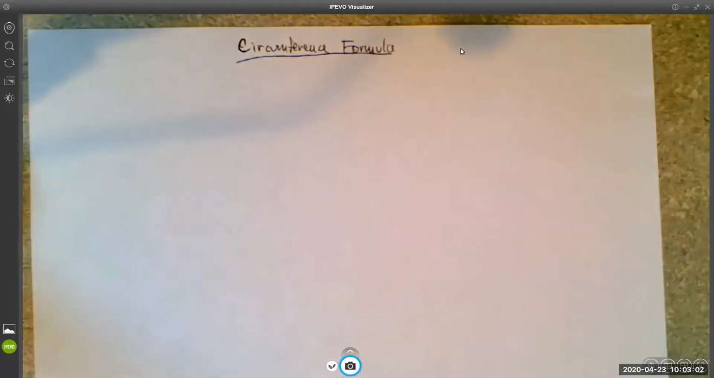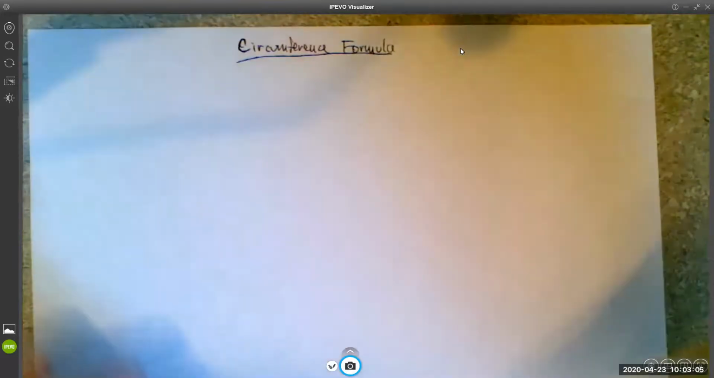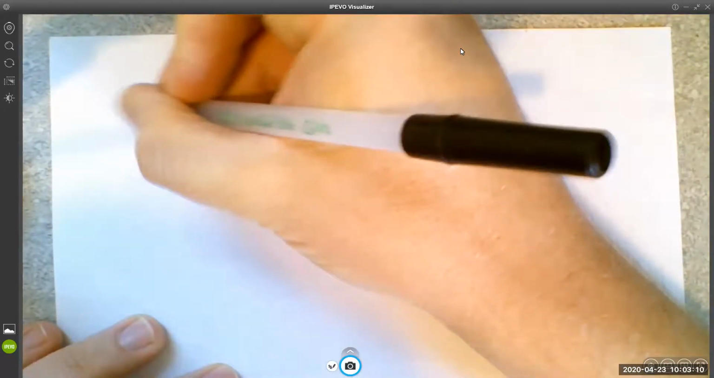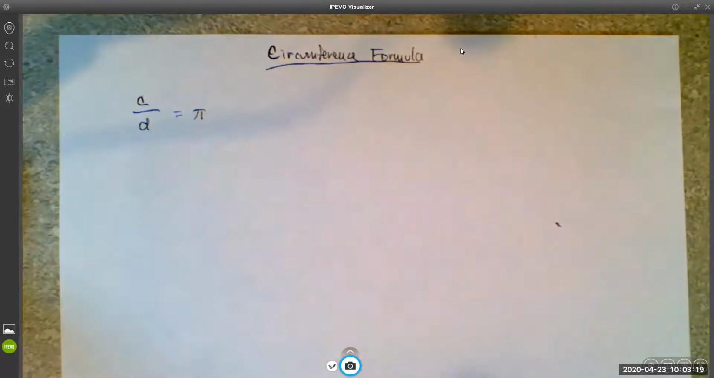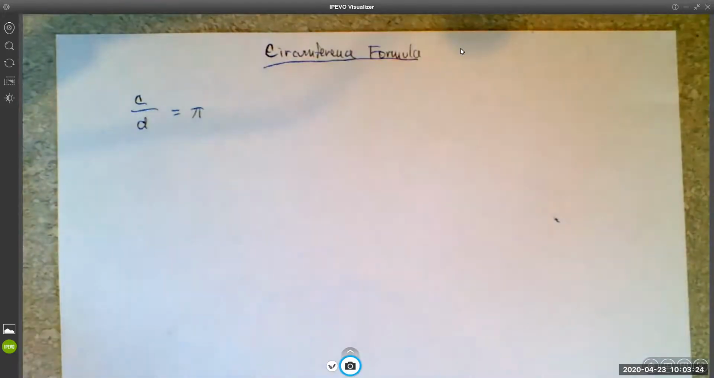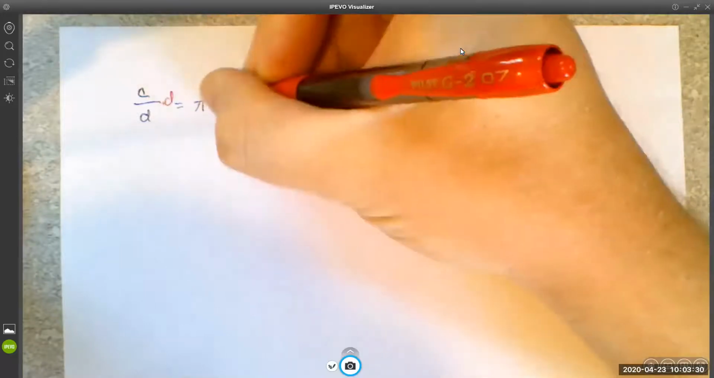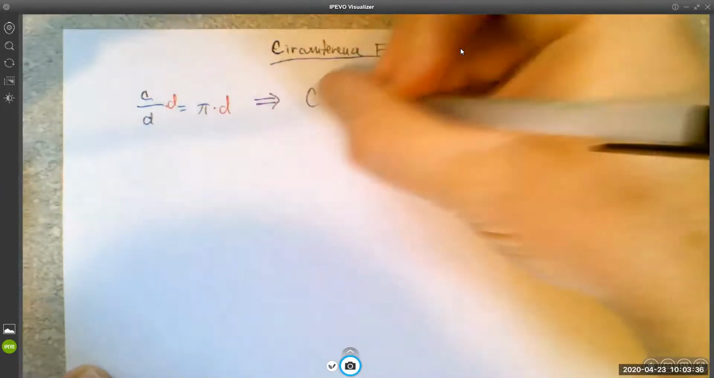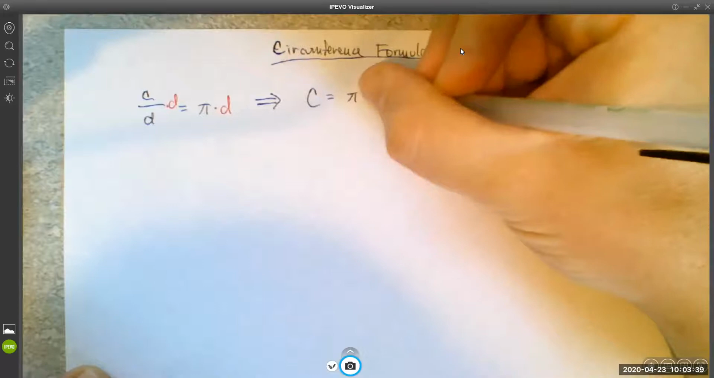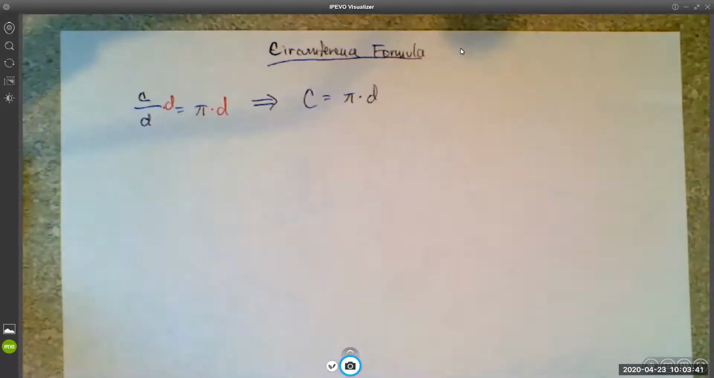Okay, so let's talk about a formula for the circumference. In the activity, we discovered that the ratio of the circumference to the diameter was equal to the number pi. How does this give us a formula for the circumference? Well, pretty easy. We would just multiply both sides by the diameter, and there you go. So this tells us that the circumference is equal to pi times the diameter. And that's all there is to that.